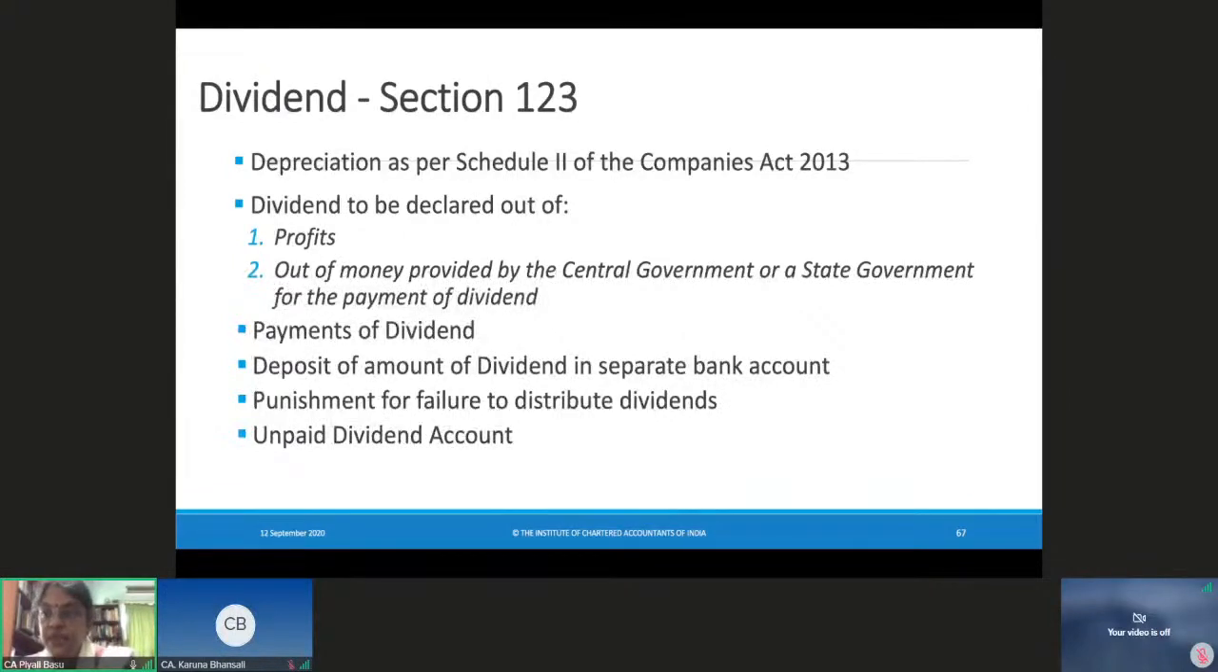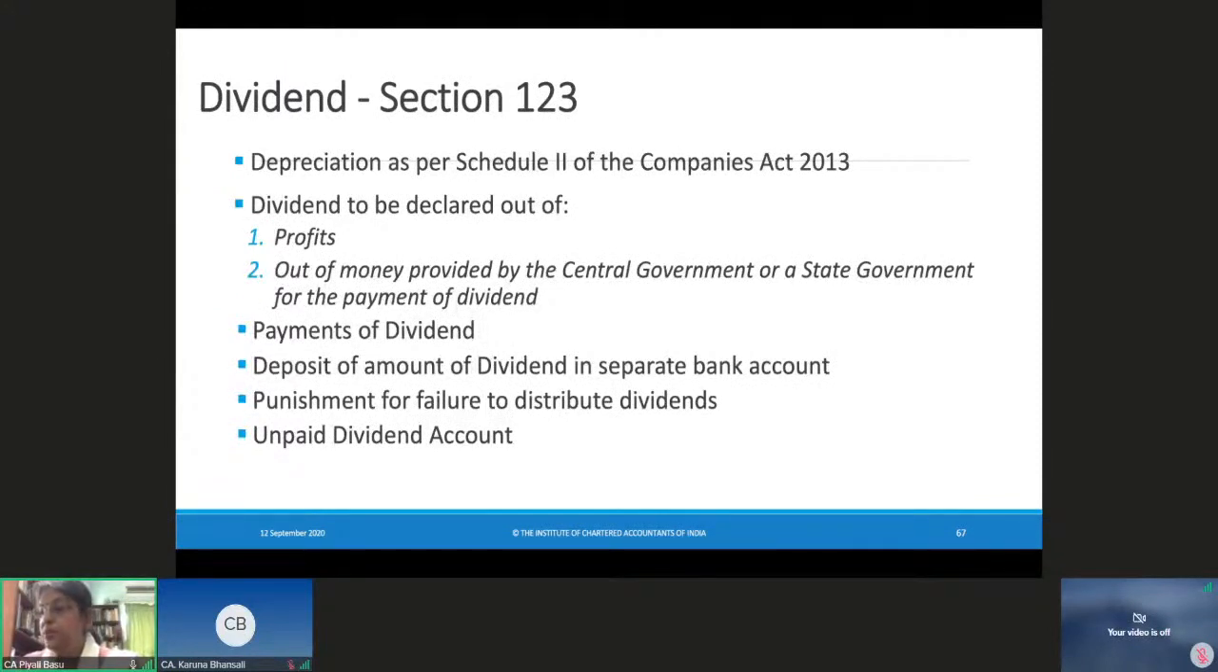If it is decided that this much has to be paid, it should be immediately kept in a separate bank account. And if it is not distributed within a given period of time, it is an offense on the part of the company. And if it remains unpaid because it could not be reached to the shareholder, it should remain in the unpaid dividend account, and after some time it should be sent to the central government. They cannot hold it in their account forever.